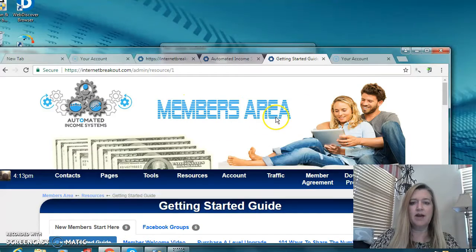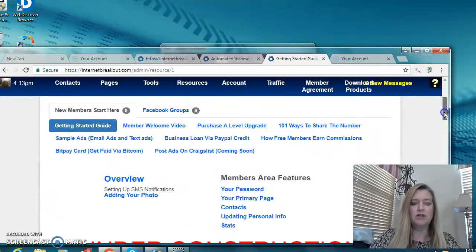And then here's your resources. Under this tab is your getting started video, and it covers everything. There's a welcome video, upgrading within the system, 101 ways to share the number, and here you have your sample ads. If a person wants to upgrade to the higher levels but is not able to at this point, you can go to paypalcredit.com and see if you qualify for that. And this is the category for posting on Craigslist, that type of thing.